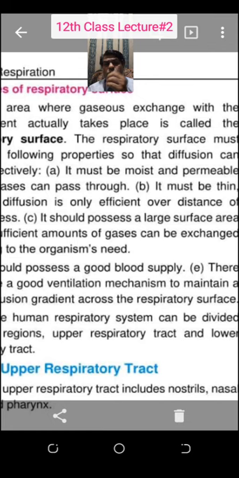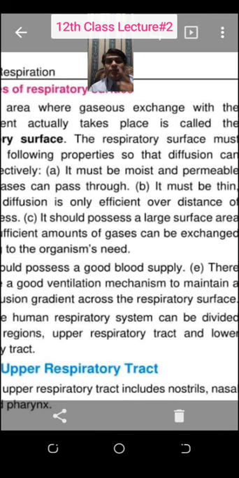So they have more surface area. Cells are larger, surface area less. If I am in a room and I divide this room into small chambers, and I calculate the surface area of each chamber and then sum up, the sum of the surface area of all chambers will be larger.